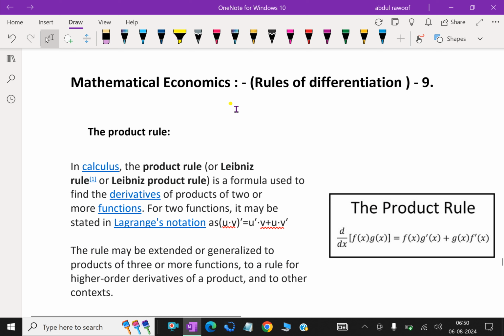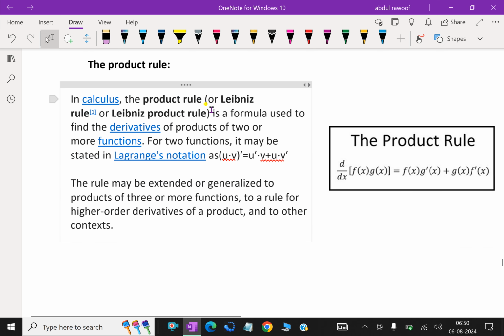Here in economics, differentiation is a very useful tool for finding various parameters. In that, we'll discuss the rules of differentiation. The product rule. In calculus, the product rule or Leibniz rule is a formula used to find the derivative of a product of two or more functions.